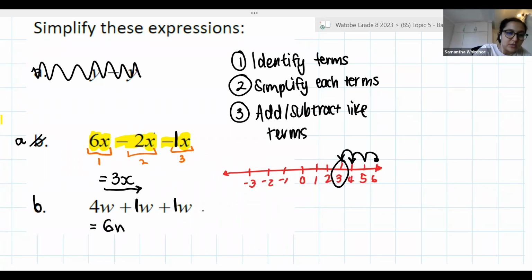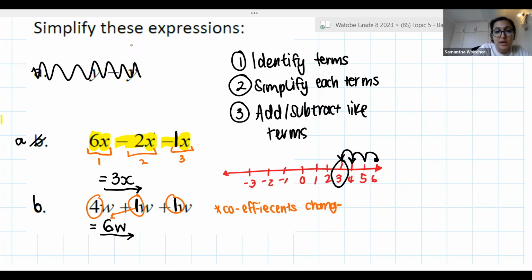Excellent. So guys, what I like in that explanation is the way Chipo described the fact that you just add the coefficients. To get the 6, all I did was say 4 plus 1 plus 1 to give me 6. And that's what I said earlier. The coefficients, or the numbers in front of the variable, change. The variables never change. If it was W, it stays W. If it was X, it stays X. So just remember that as you go along.